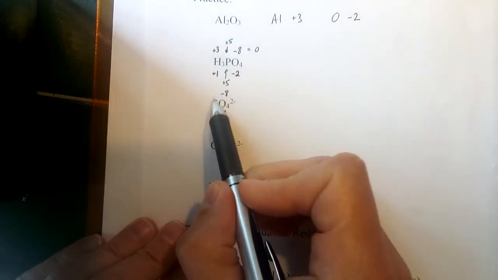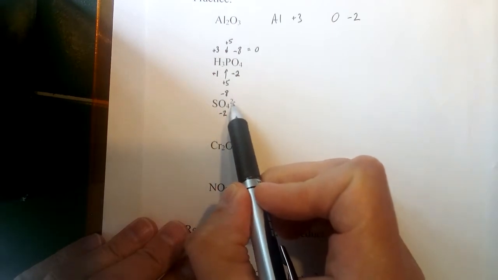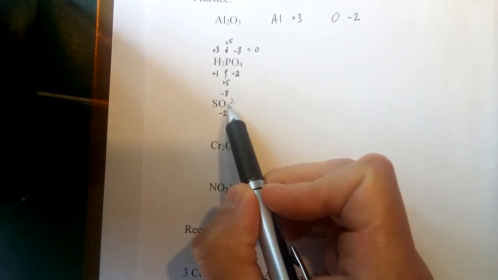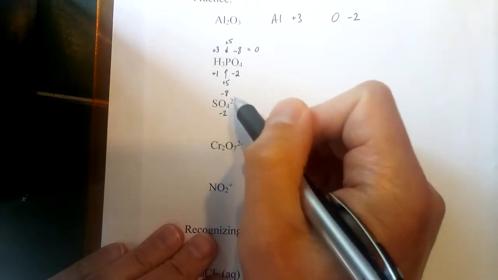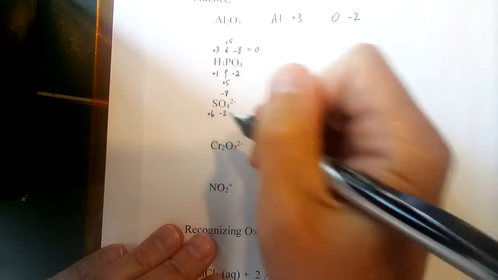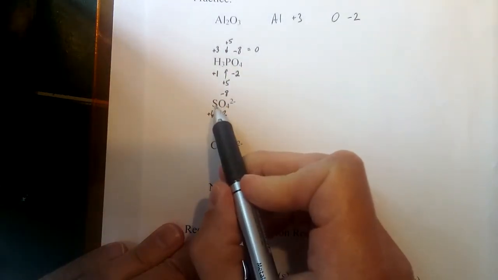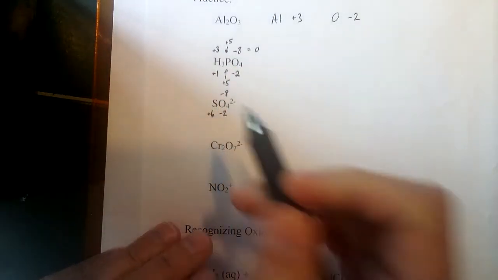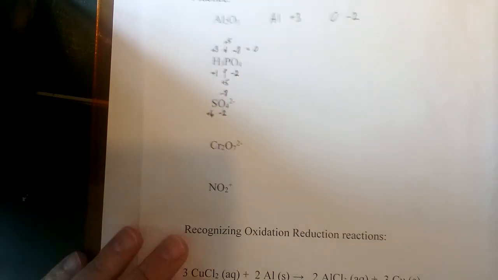Now, whatever the sulfur is, if we subtract 8 from it, it's going to equal -2. That's that 7th rule: add up to the charge. So that means sulfur here has to be +6. So we'd say the oxidation number of sulfur here is +6. Oxidation number of oxygen is -2. Okay.